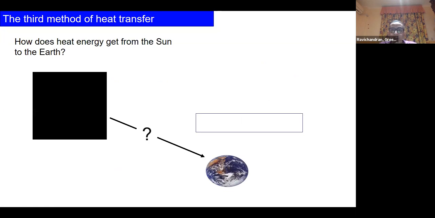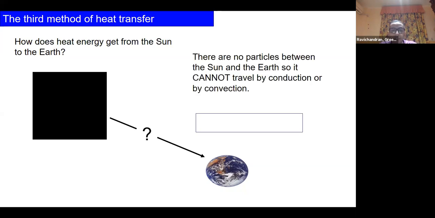What is the third type of heat transfer? We studied conduction, we studied convection. Now the third type, radiation. How does heat energy get from the sun to the earth? There is no space, no need for media. Radiation does not require any media to move the heat. No need for particle transfer, no need for movement as in convection, no need for contact between molecules as in conduction.